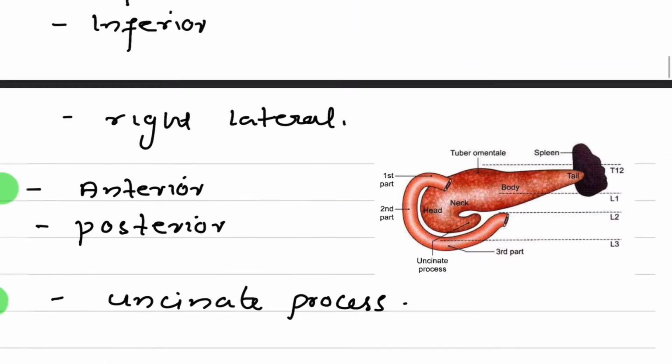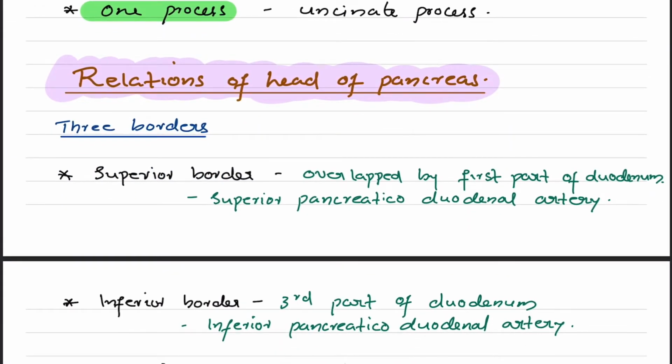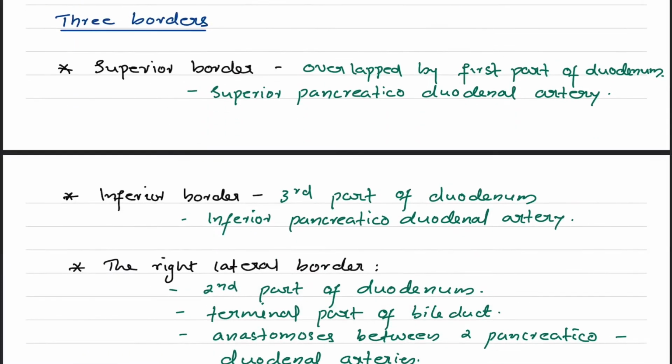Now we'll discuss the relations of the head of pancreas. First we'll discuss the 3 borders: superior border, inferior border and right lateral border.